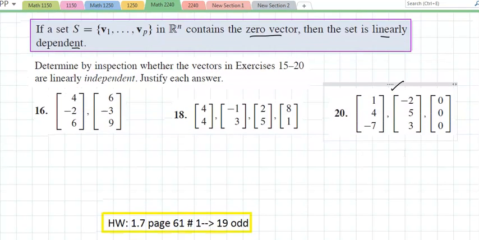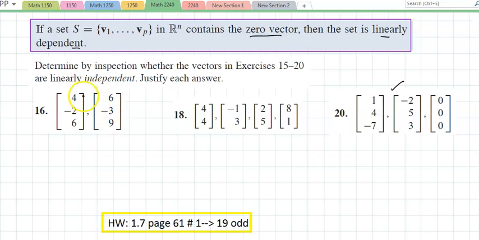Well, let's look at number 16. There's only 2 vectors. Well, how do you get from this to this? Multiply or divide 6 by 3 halves. If you multiply by 3 halves, 2 divides 4, 2 times 3, that's a 6. Does that work on all of them? Divide this by 2, that's -1, -3. So, yep, there it is. So this is linearly dependent.